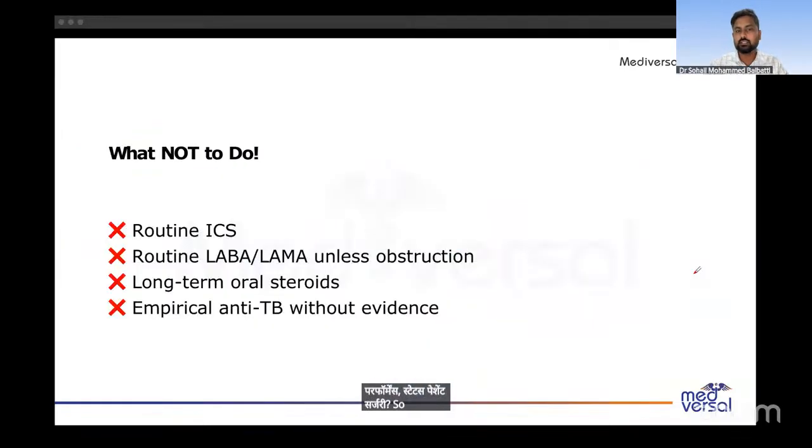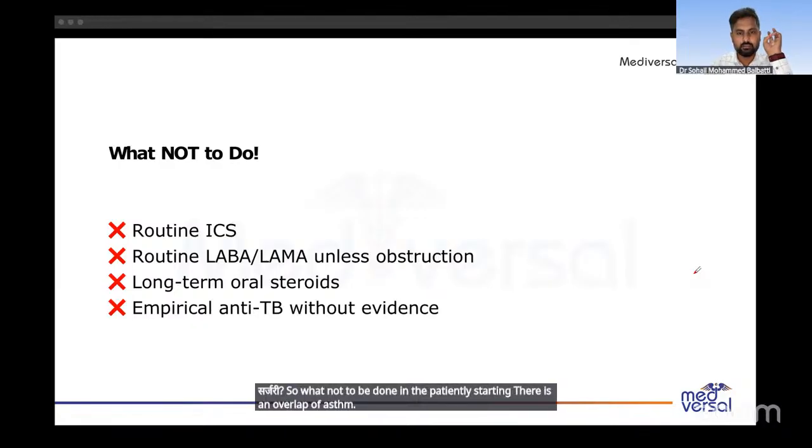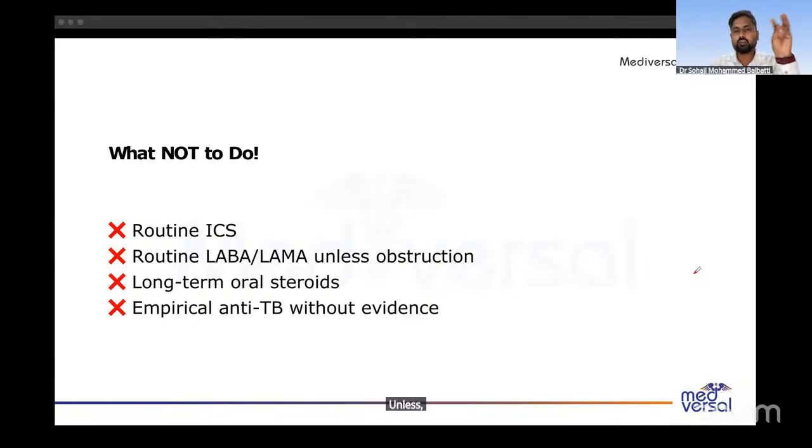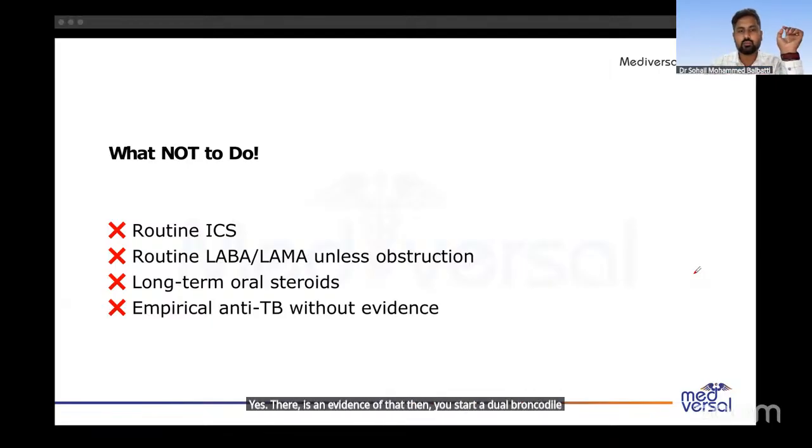So what not to be done in a bronchiectatic patient? Just routinely start inhaled corticosteroid. No, don't do that unless and until there's an overlap of asthma, or evidence of immunological involvement. Unless you have strong evidence, clinical, radiological, or blood investigation, don't just routinely start ICS. And don't just go for dual bronchodilator therapy without any obstruction. If you find it is post-obstructive airway disease bronchiectasis, like post-COPD bronchiectasis or post-asthma bronchiectasis, yes, if there is evidence of that, then only you start a dual bronchodilator. Otherwise, don't add on a dual bronchodilator.